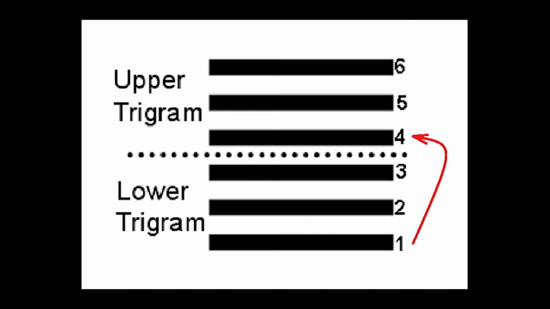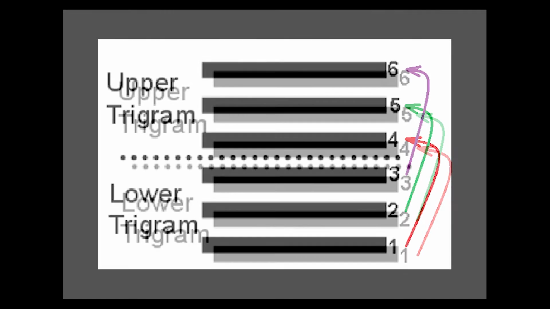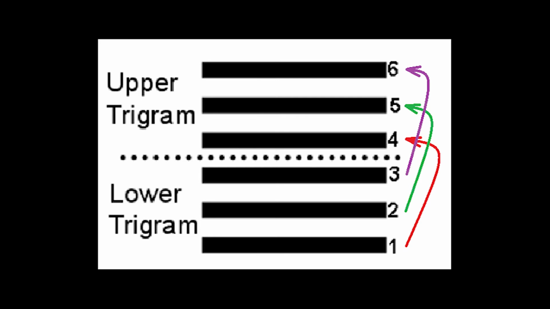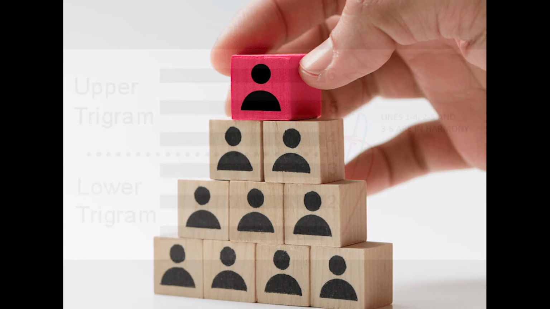The first line, which is the base of the lower trigram, the ground floor of the base trigram, has a similar relationship to the fourth line, which is the baseline of the upper trigram. There is a consistent relationship between the lower and the upper trigram, but their functions are different and the nature of their wave and frequency is different.